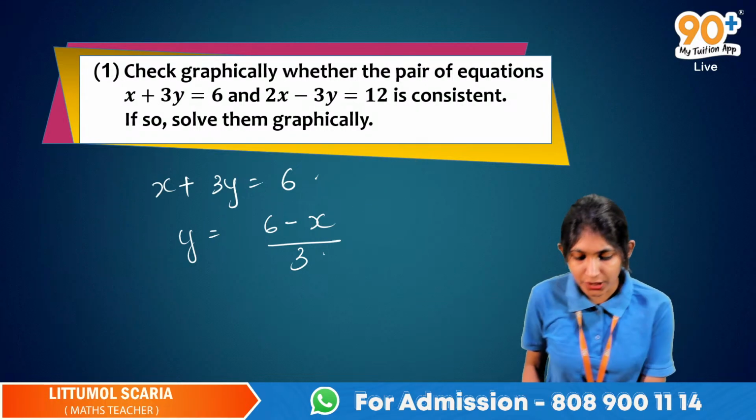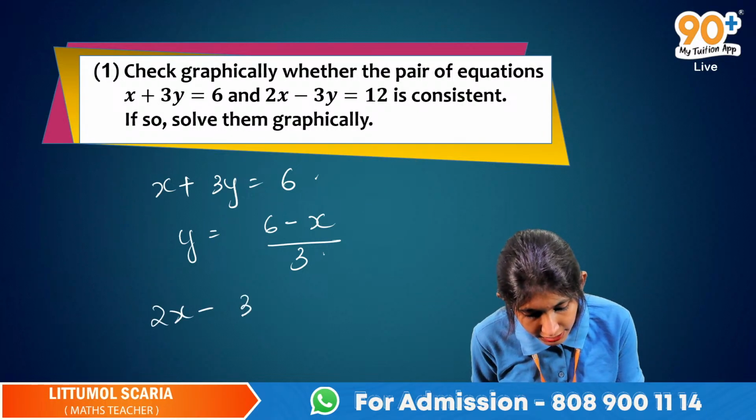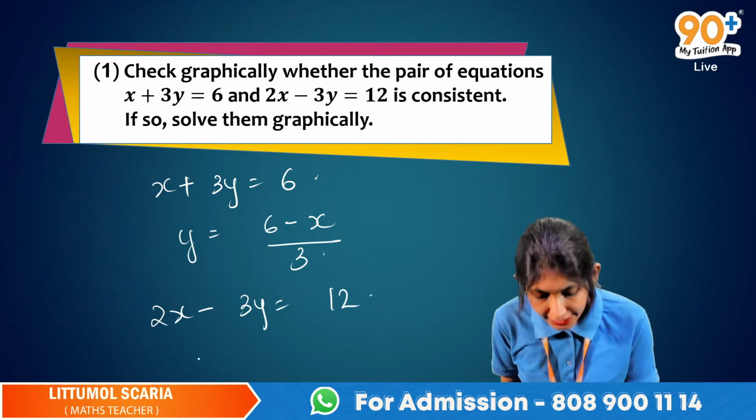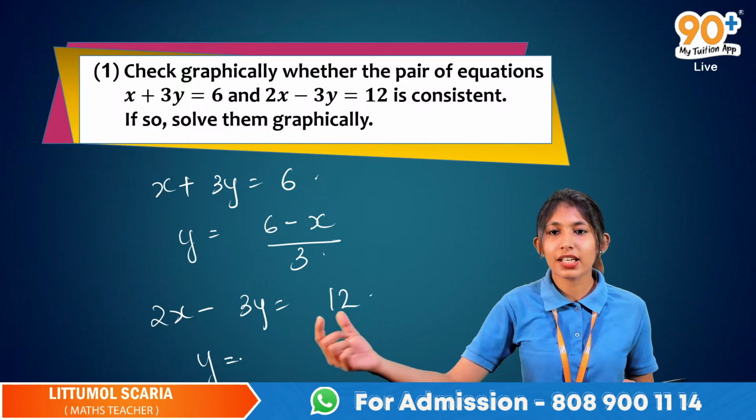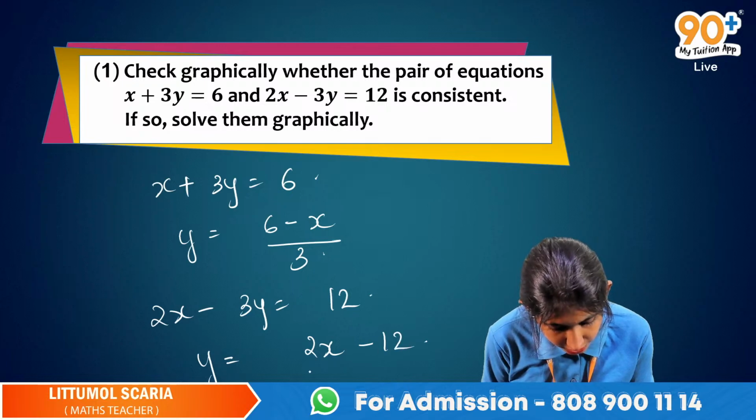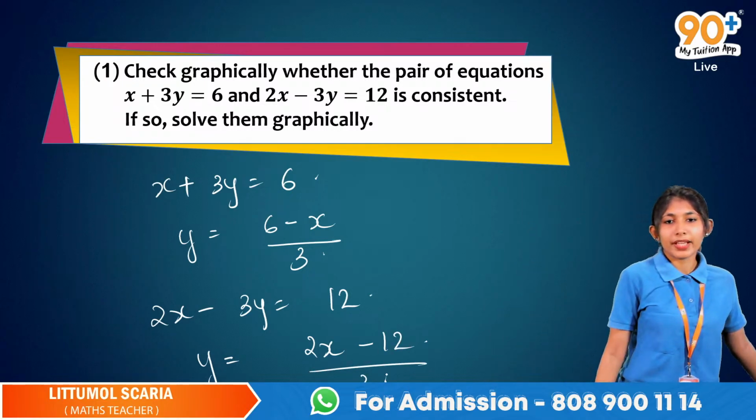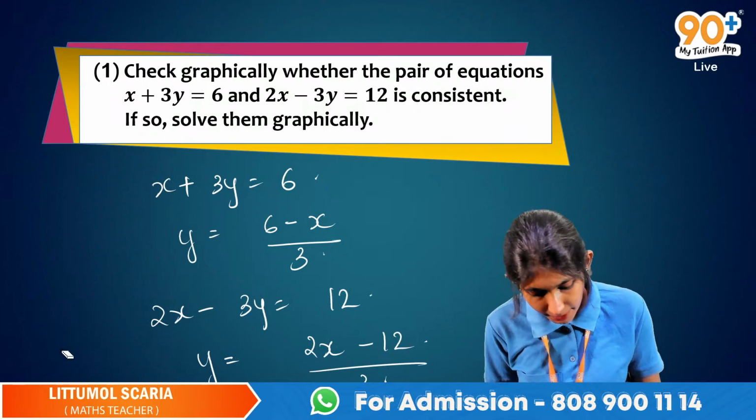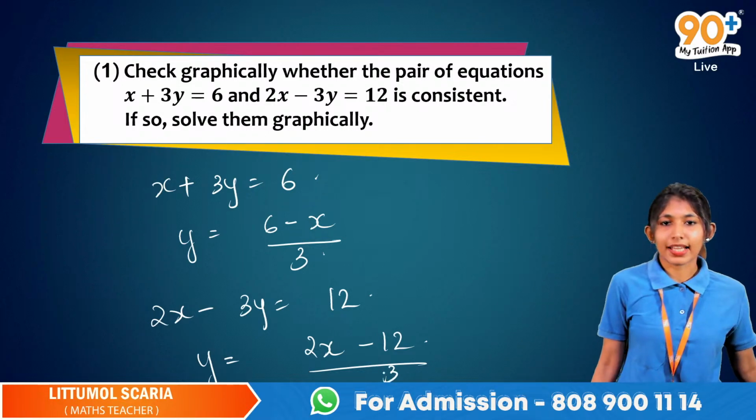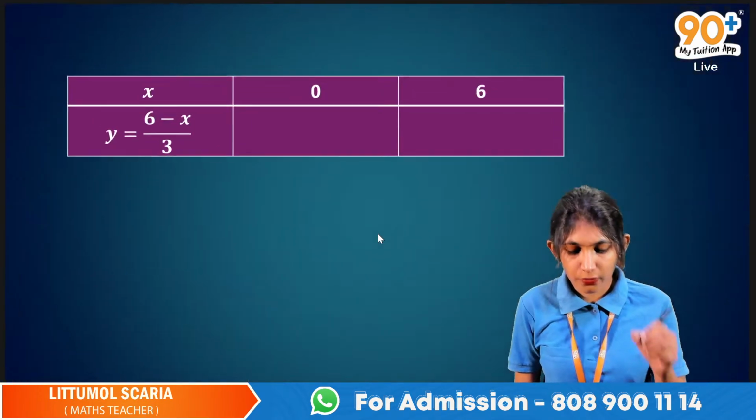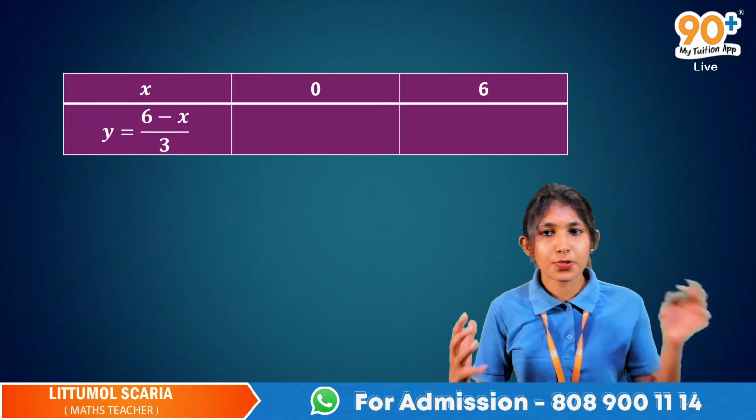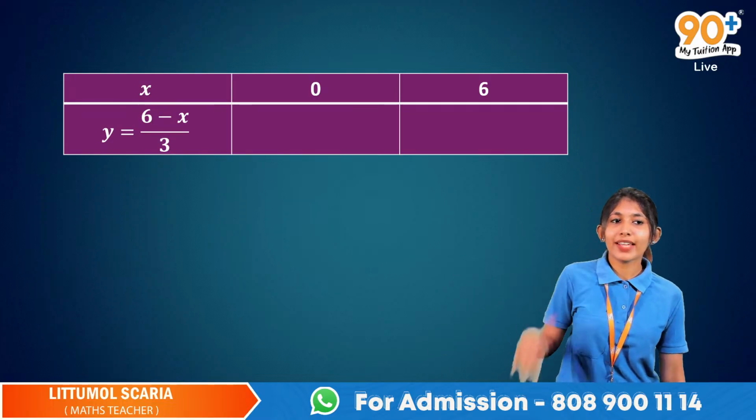Now the second equation, 2x minus 3y is equal to 12. Again from this equation also we will find y. What is y? y is equal to (2x minus 12) divided by 3. This will be our second equation. So we got y from both equations, and we can plot the graph. Before that we have to substitute some values for x and obtain y.